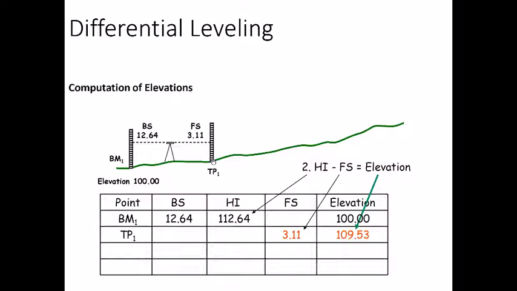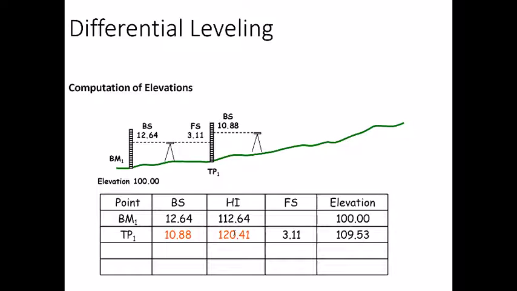Now TP1 can become our benchmark. Taking our instrument further, the next reading after setting up the instrument at a new position is taken at TP1, which was our new benchmark, and the reduced level of TP1 was 109.53. In order to find out the new height of the instrument in the new location, you add the backsight reading on the same point to the reduced level of the benchmark TP1. So 109.53 plus 10.88 becomes 120.41, your new height of the instrument.